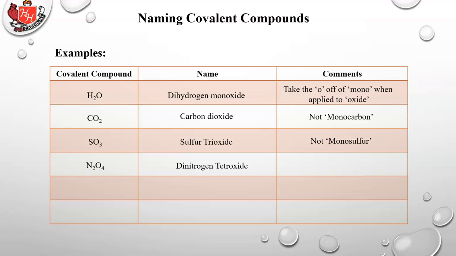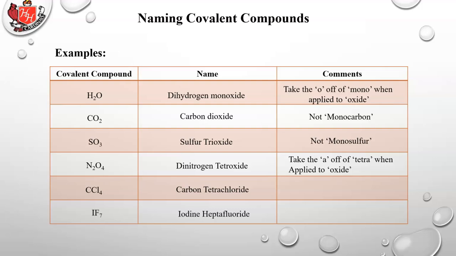How about this one? Dinitrogen tetroxide. Take the A off tetra when applied to oxide, so it's not tetraoxide, it's tetroxide. CCl4 is carbon tetrachloride. And finally, IF7 is iodine heptafluoride.